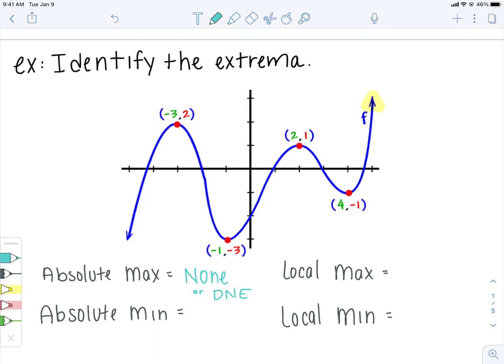Do I have an absolute min? Do I have a lowest point? No, because now I have an arrow over here going down forever. So I also don't have an absolute min.